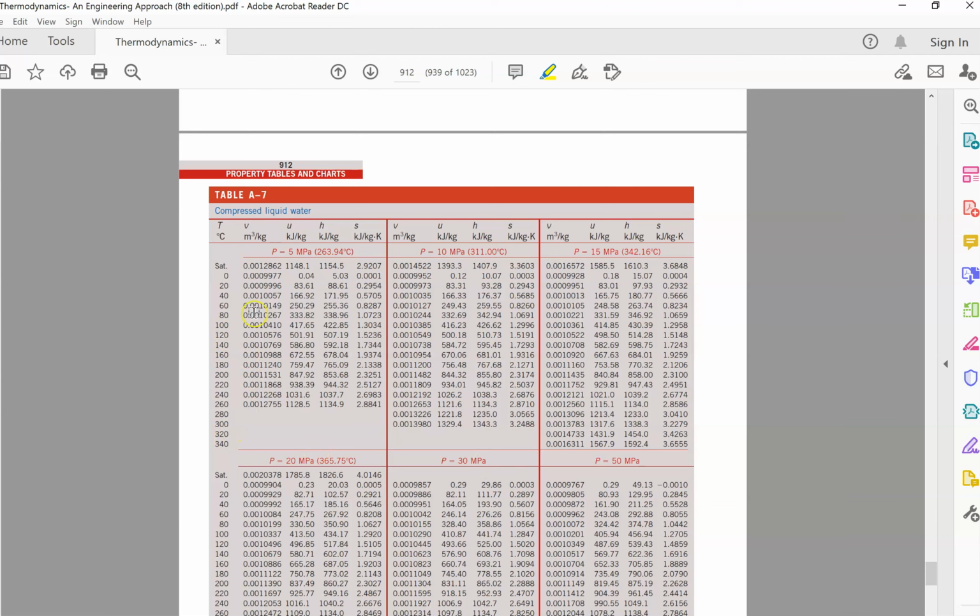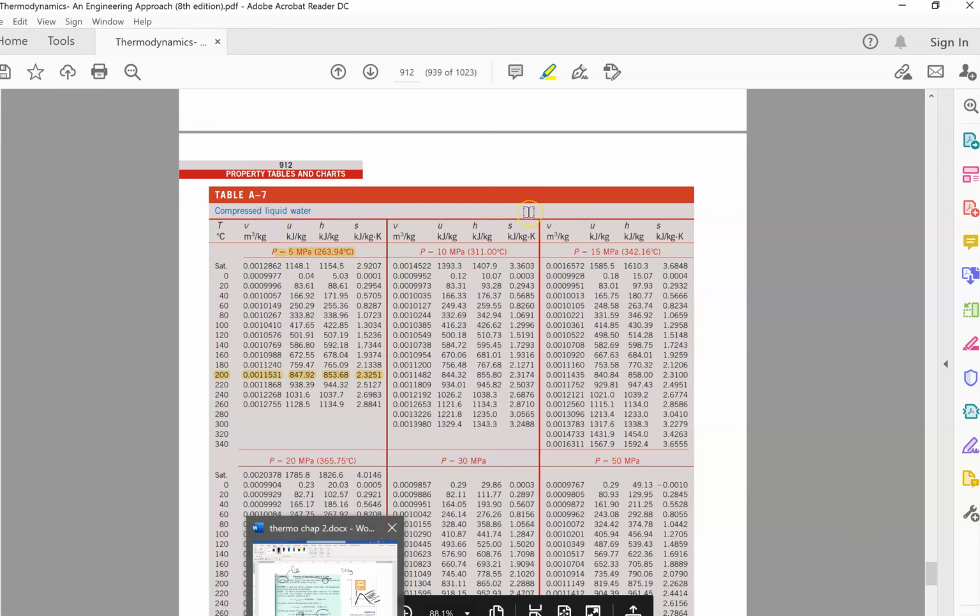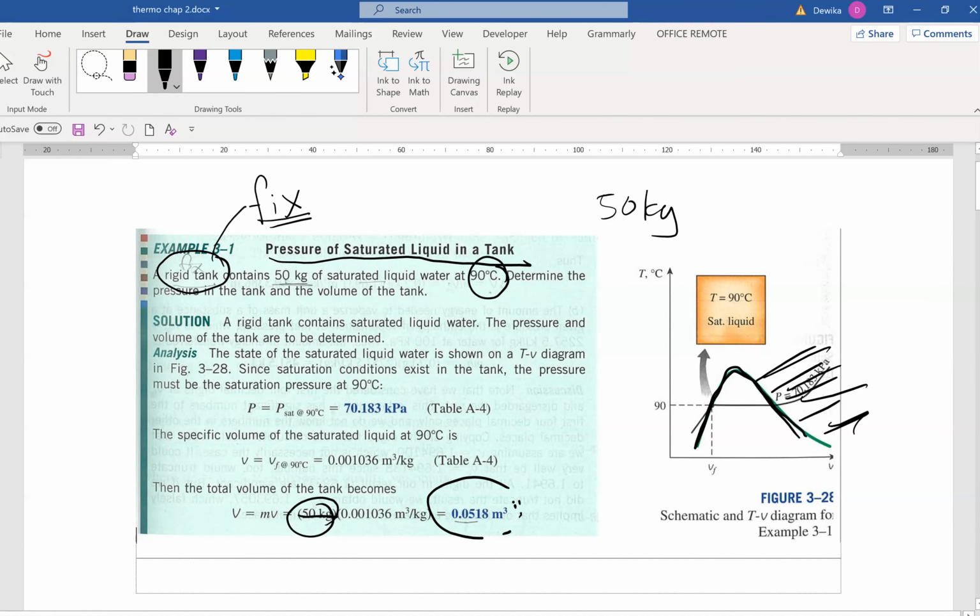Next will be compressed liquid. This will be compressed liquid. Again, pressure up here, and then you have temperature here. Put your ruler and then you read accordingly. So you have your V, U, H and S. Of course, all these values are represented in this region, because it's the compressed liquid region.